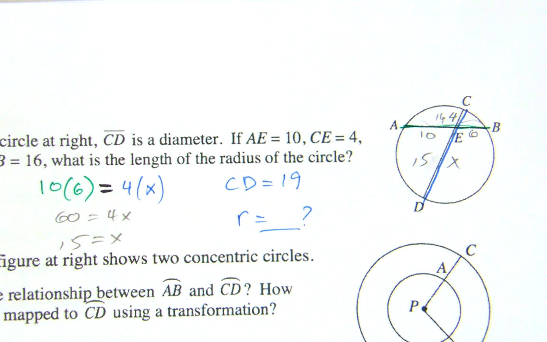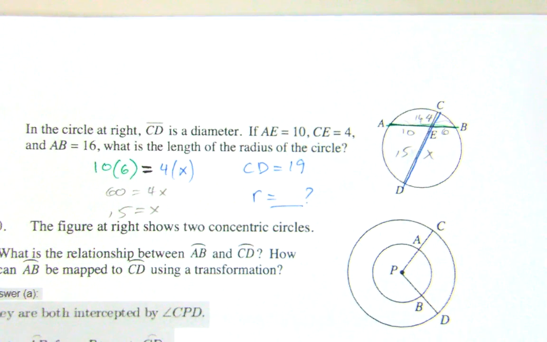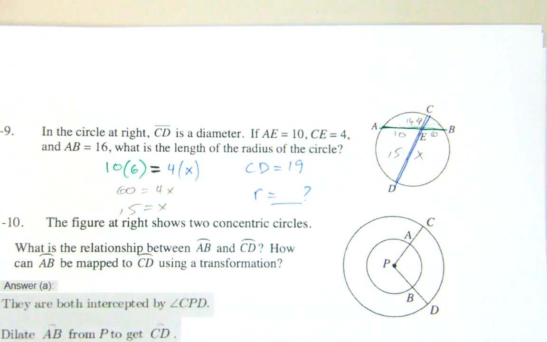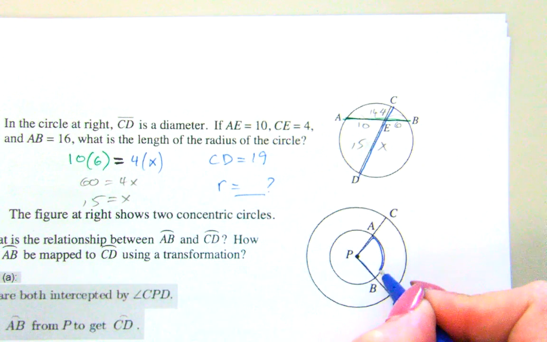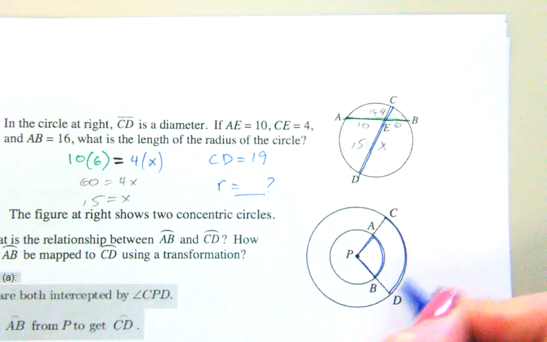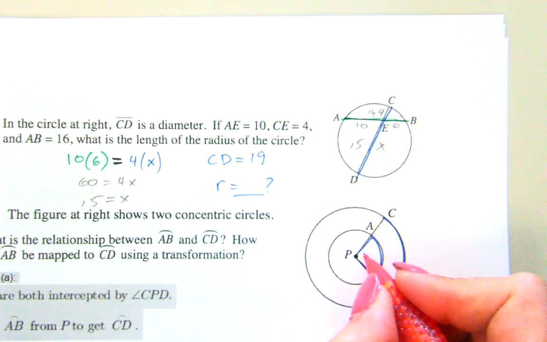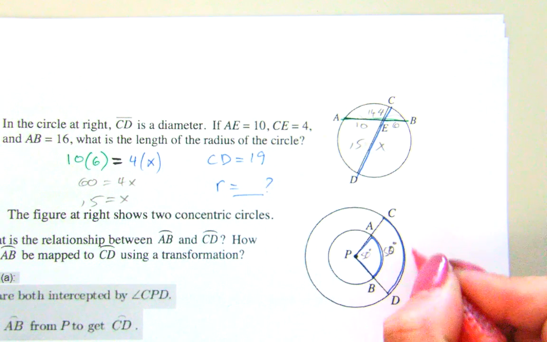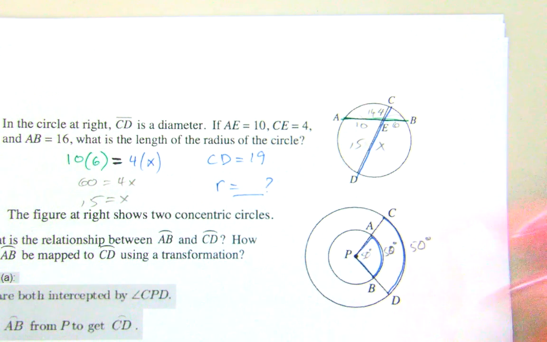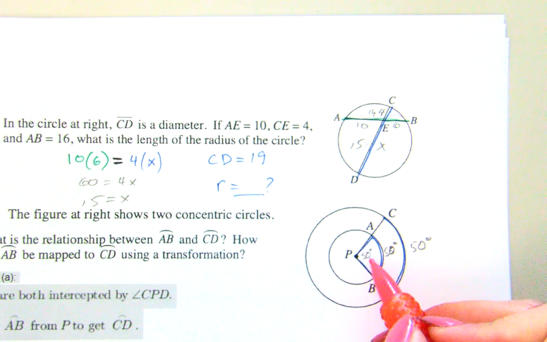And then the last one: the figure at the right shows two concentric circles. That just means one circle is inside another circle. What is the relationship between AB and CD? How can AB be mapped onto CD using a transformation? Okay, so they're both part of the same central angle. So AB over here is going to have the same measure as CD over here. Let's say APB is 50 degrees in central angle. That means A to B is going to be 50 degrees also. C to D is going to be 50 degrees also, because this angle in here is your central angle.